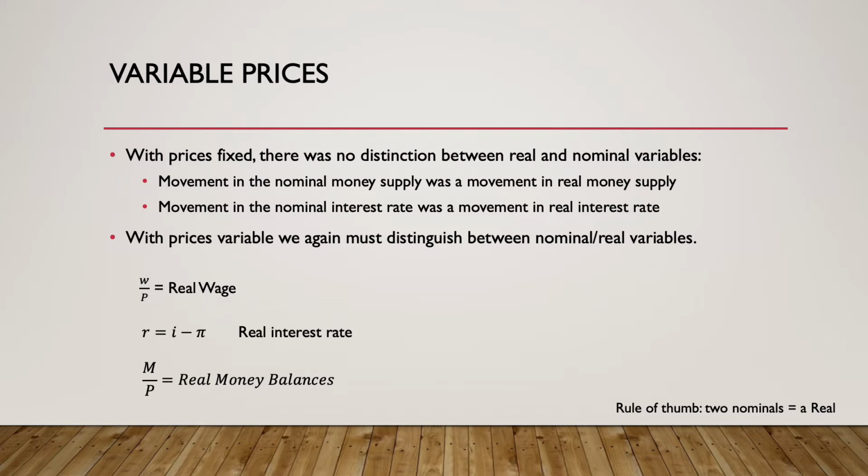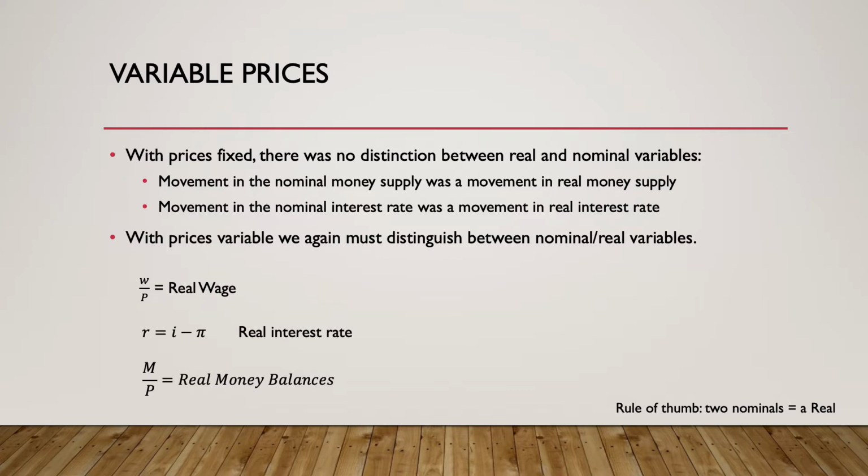With prices being variable, we now have to make sure that we're distinguishing between nominal variables and real variables. And if you'll remember, there's always that handy rule of thumb that it takes two nominal variables to make a real variable. So when we're dealing with real variables, there are two reasons why that real variable might change.